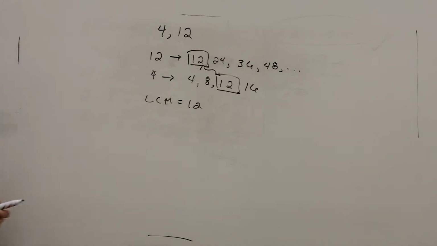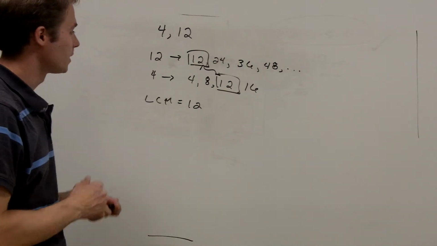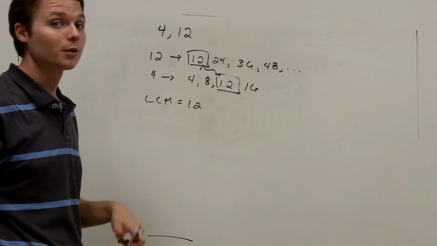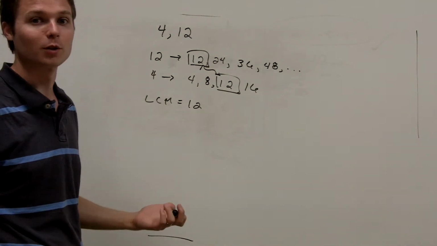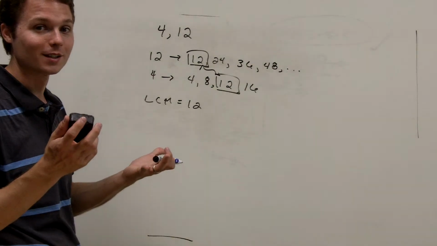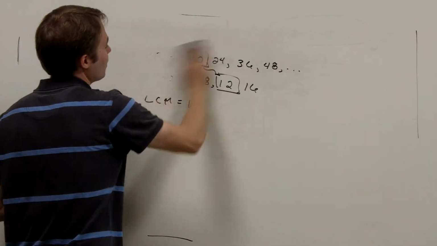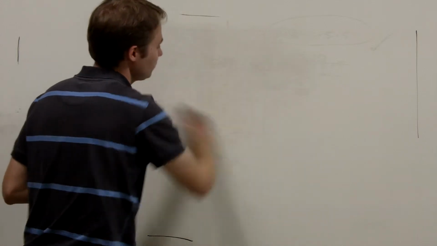For smaller numbers, this becomes pretty intuitive. Hopefully it's not too hard for you to find these least common multiples. For larger numbers, it can be a little more difficult. What is the smallest multiple that exists for both of these? So we do have a method for doing this, and I'll show you what it is.